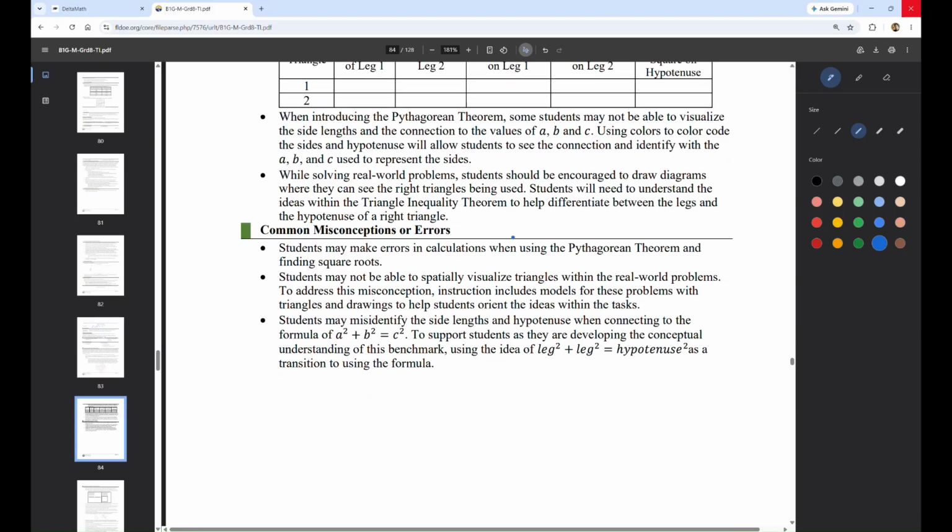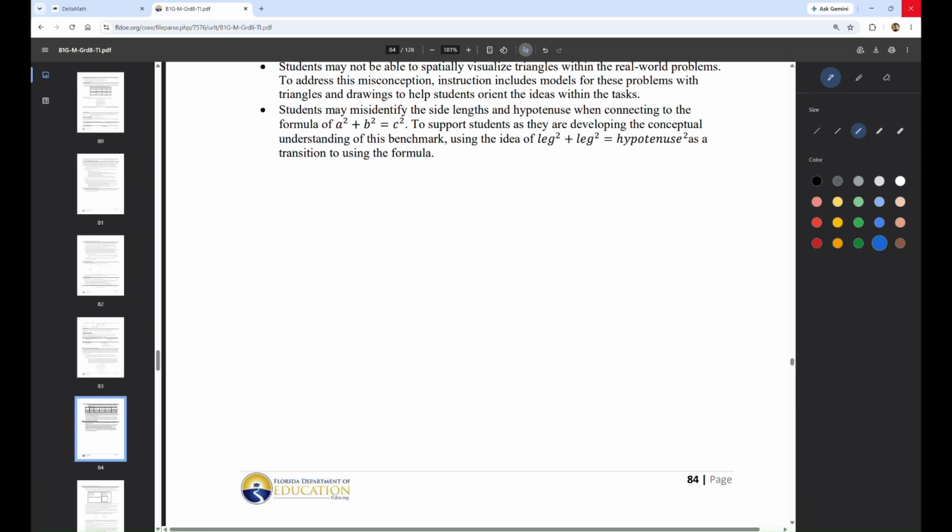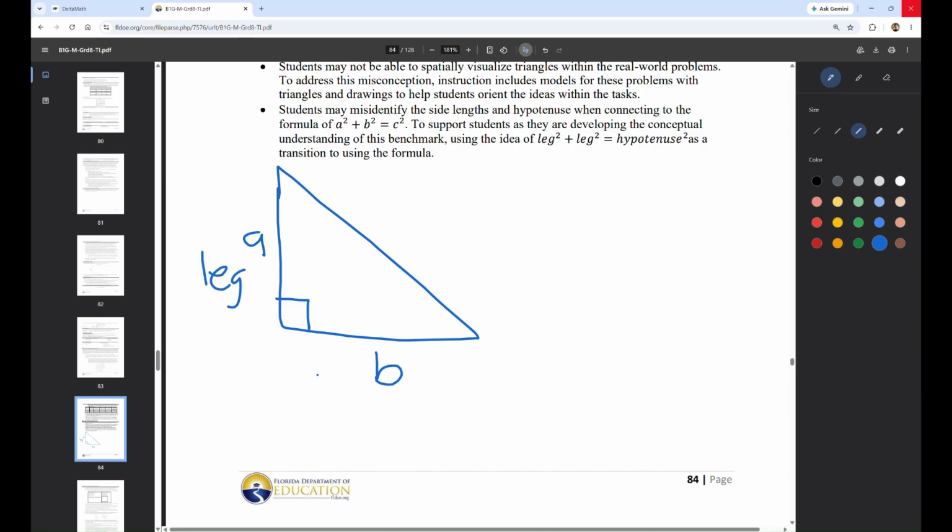We're going to scroll down here. I'm going to draw one real quick. There's our right angle. And then it doesn't matter which side adjacent to the 90 is your A and which is B. Both of them are legs. Leg, leg. And then C is always your hypotenuse, which is always across from the 90-degree angle.